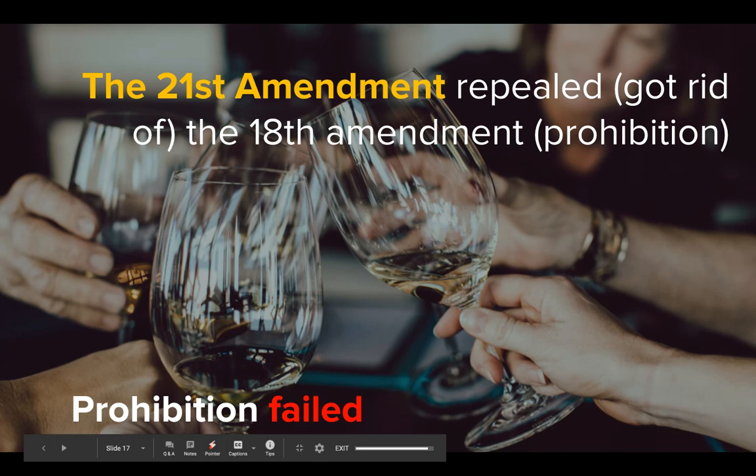Organized crime goes through the roof because the demand still exists. And when the demand for a product still exists, laws are broken, and ultimately the law was thought to be redundant and it was retracted, or erased. And so those are some of the key effects of Prohibition.